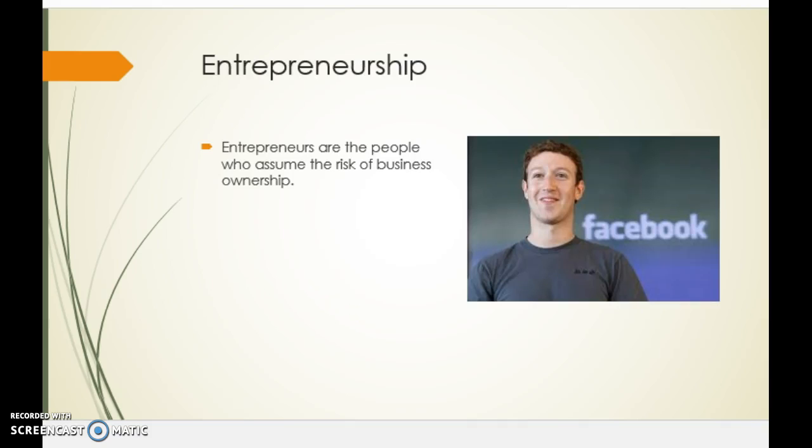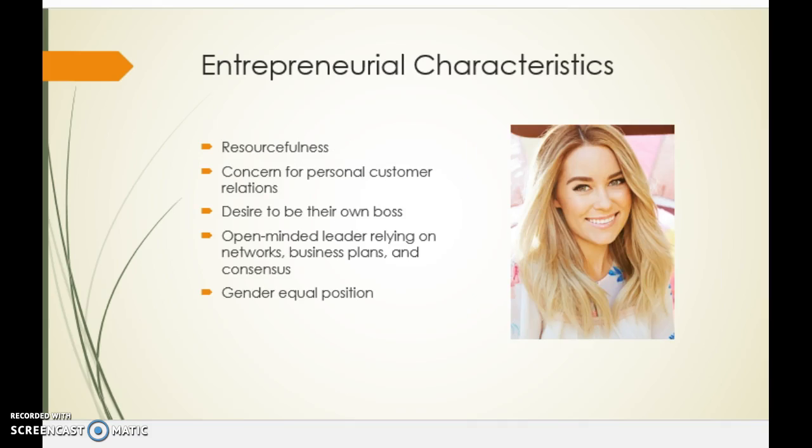Now we will move on to the term entrepreneur, which are the people who assume the risk of business ownership. Facebook's Mark Zuckerberg is an excellent example of an entrepreneur. Characteristics of entrepreneurs have changed dramatically from the past. Today's entrepreneur is resourceful, has a concern for personal customer relations, and a desire to be their own boss. These are open-minded leaders who rely on networks, business plans, and consensus.